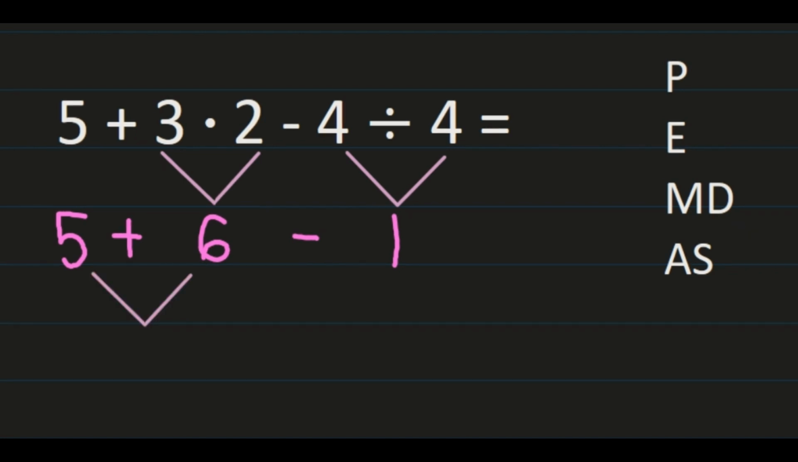Now looking through my problem, I don't have any more multiplication and division, so I'm going to be doing addition and subtraction, again starting from the left. 5 plus 6 is 11. Then I'm going to bring down the minus 1 because I haven't done that part of my problem yet. Now I have 11 minus 1, and 11 minus 1 is 10.